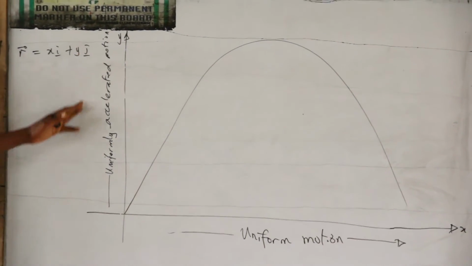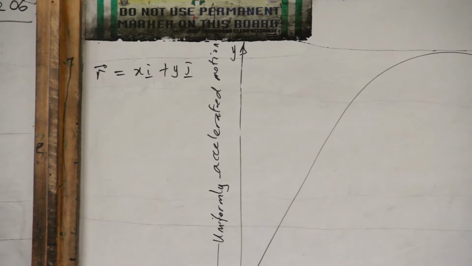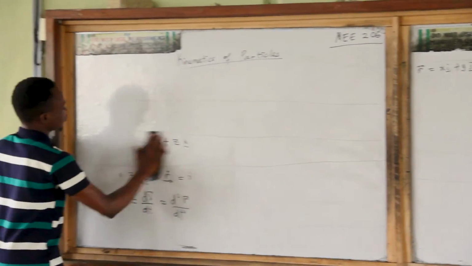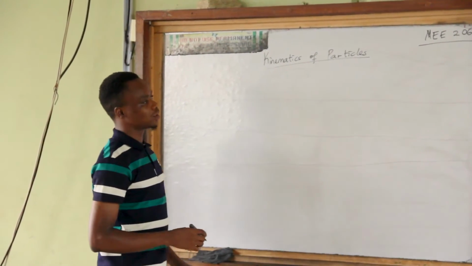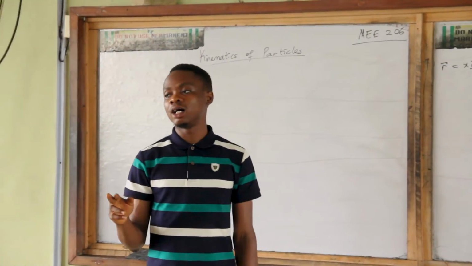So for uniformly accelerated motion in this vertical direction, for the y component of motion, pay attention to this. Before now, when you analyzed motion under gravity, you used to say that if it's going up, the acceleration is negative, and if it's coming down, the acceleration is positive. Have you done something like that before? Yes, in secondary school.